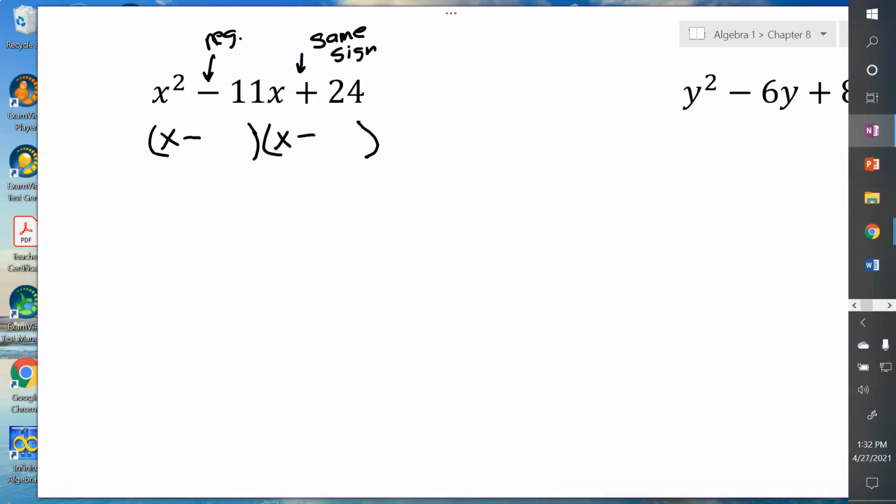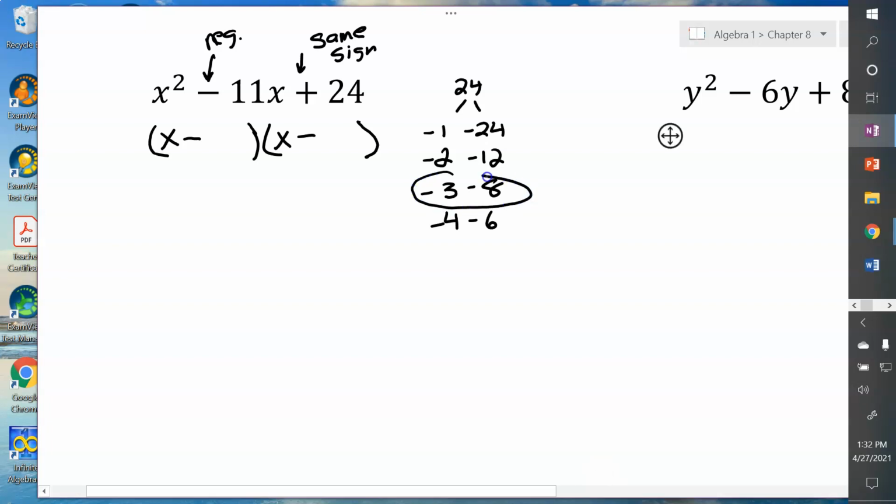I'm going to do my factor tree again. 24, 1 and 24. This time I said they're both negative. 2 and 12, both negative. 3 and 8, both negative. 4 and 6, both negative. And then I'll end up repeating. I'll have 6 and 4, so I can just stop here. Which one of these adds up to negative 11? This one right there, 3 and 8. So negative 3, negative 8.